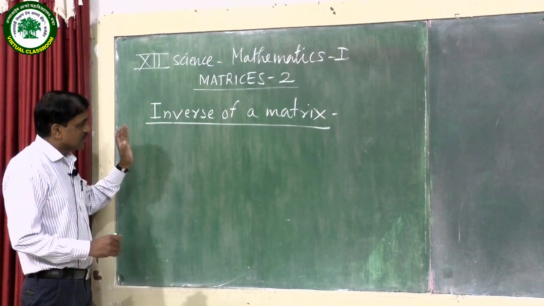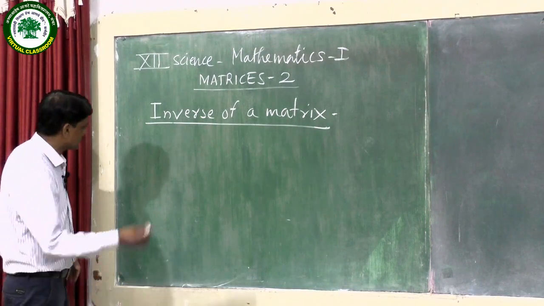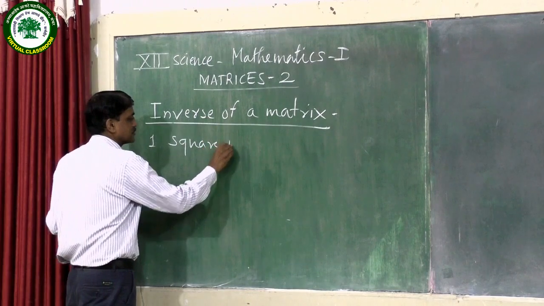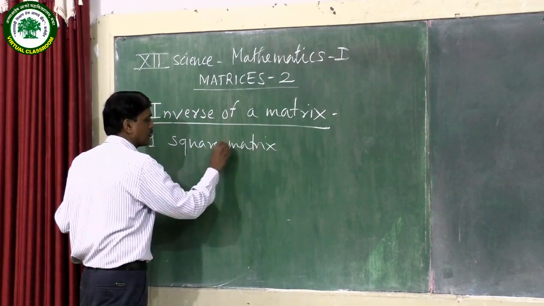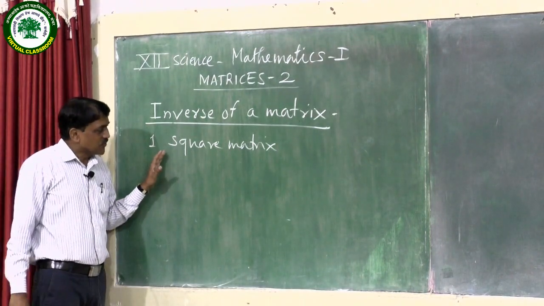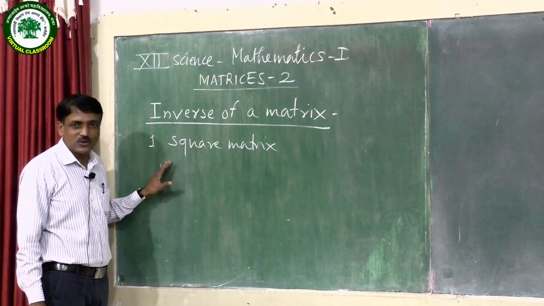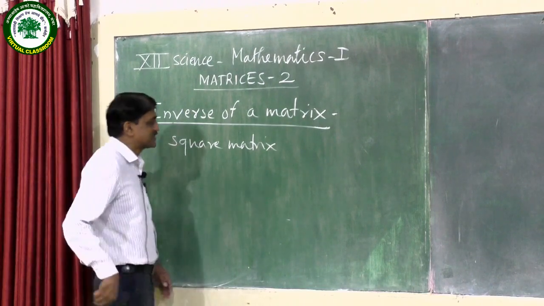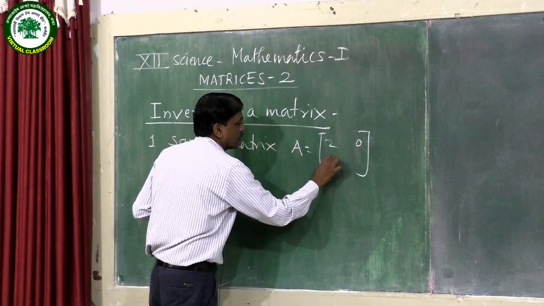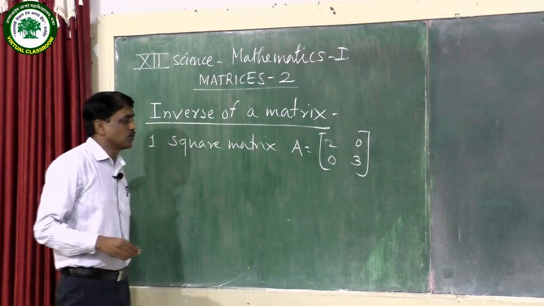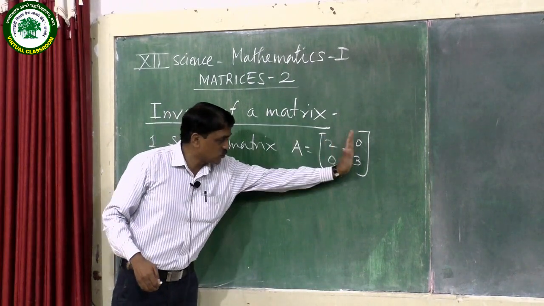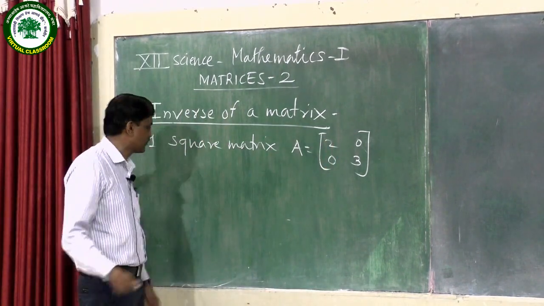So for the inverse, what we need, the first thing is a square matrix. What does it mean? A matrix which has same number of rows and columns is known as square matrix. For example, A is 2 0 0 3, first row contains 2 0, second row 0 3. There are 2 rows and 2 columns, so it is a square matrix.